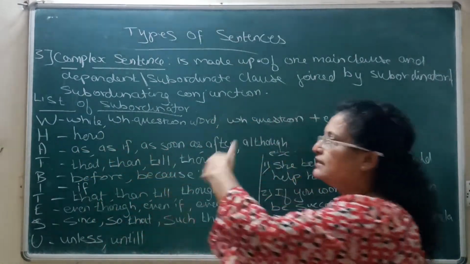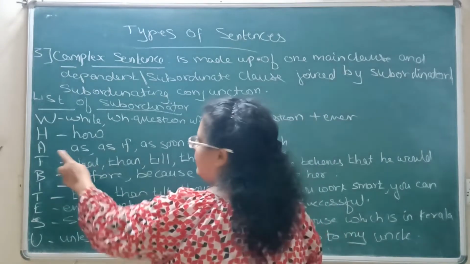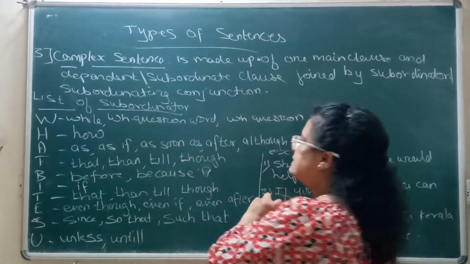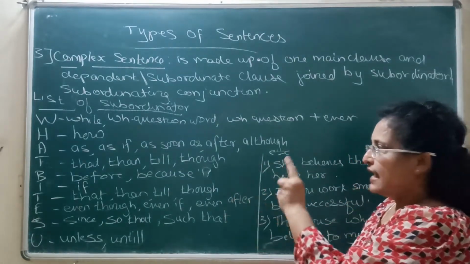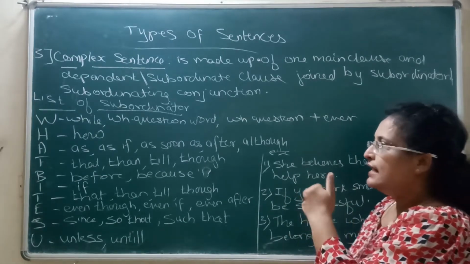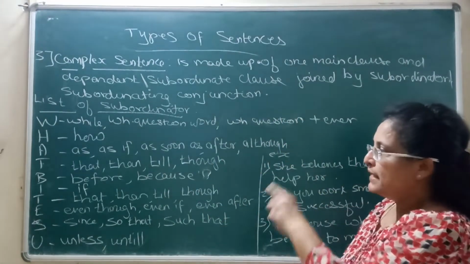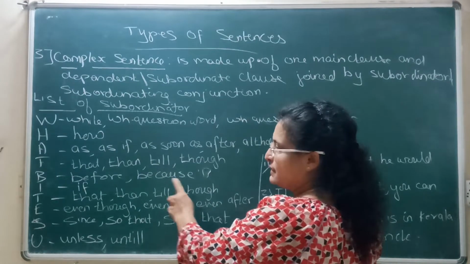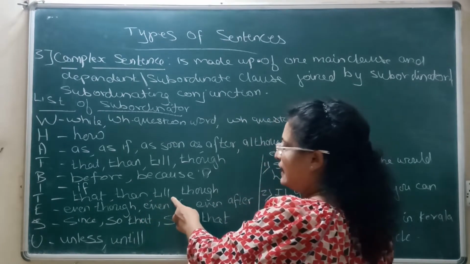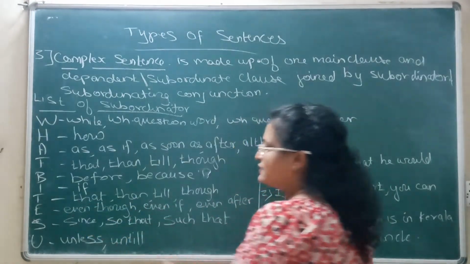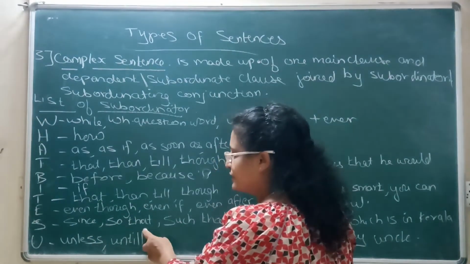Again this is a WH question word, but I have put it separately so that I can make a proper acronym. A stands for as if, as soon as, after, although. So there are 5 subordinators coming with A: as if, as soon as, after, although. T stands for that, than, till, though. B stands for before, because. I stands for if. E stands for even though, even if, even after. S stands for since, so that, such that.